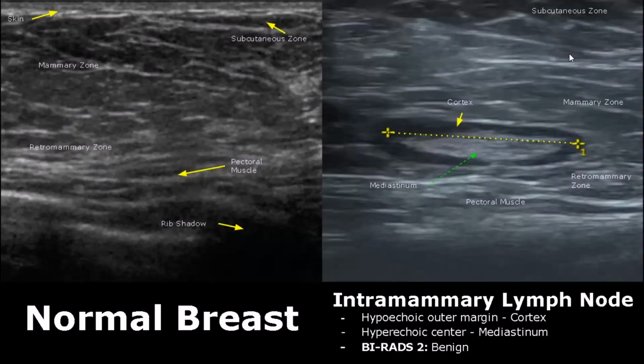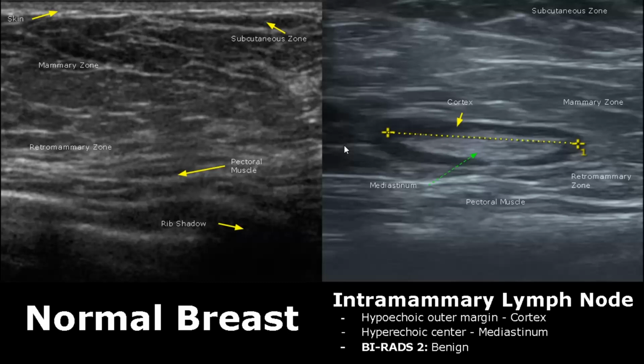Here we have an image of intramammary lymph node. They have a hypoechoic outer cortex. This is the cortex. And a hyperechoic central mediastinum, which is hyperechoic usually due to fat. They are classified as BI-RADS 2.